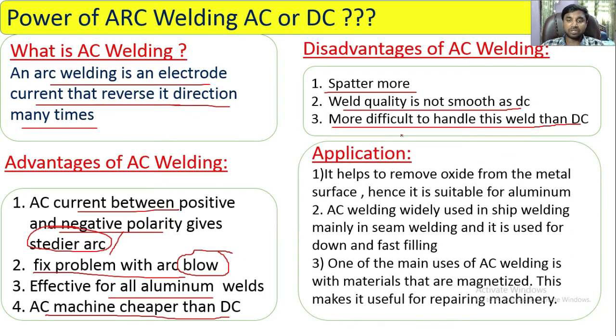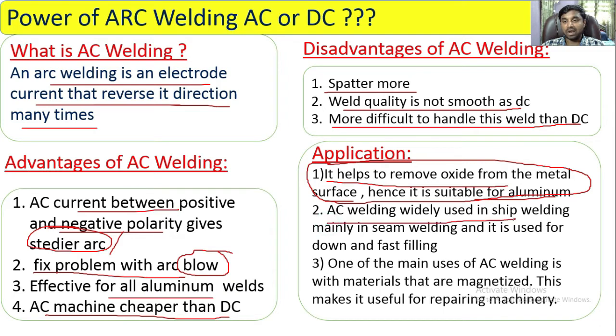What are the applications? It helps to remove oxide from the metal surface. This is very important. This AC welding helps to remove the oxide from the metal surface. That's why it is used for aluminium welding.